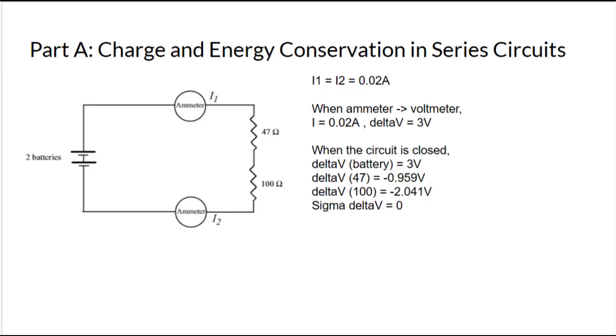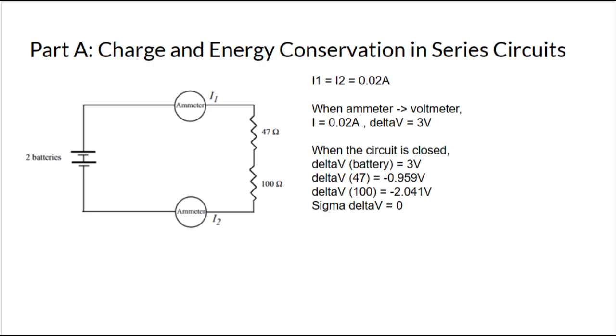In our first model, we have a circuit consisting of two resistors connected in series with 2 ammeters and 2 batteries. The current read in ammeters is the same magnitude, specifically 0.02 amps, a value which does not change even if they were connected backwards. The potential difference is 3 volts.